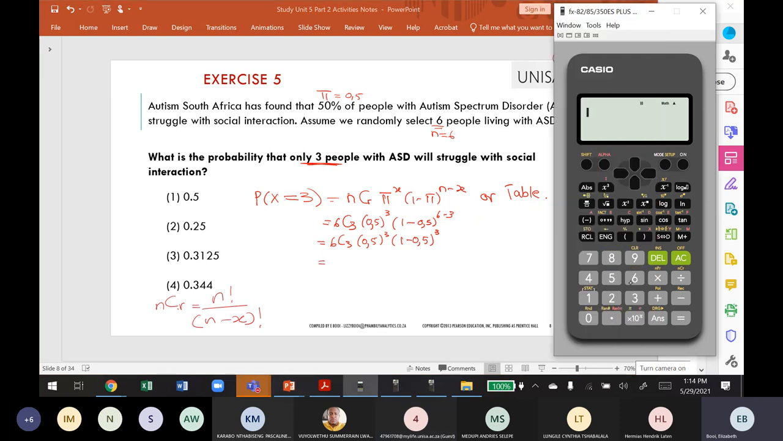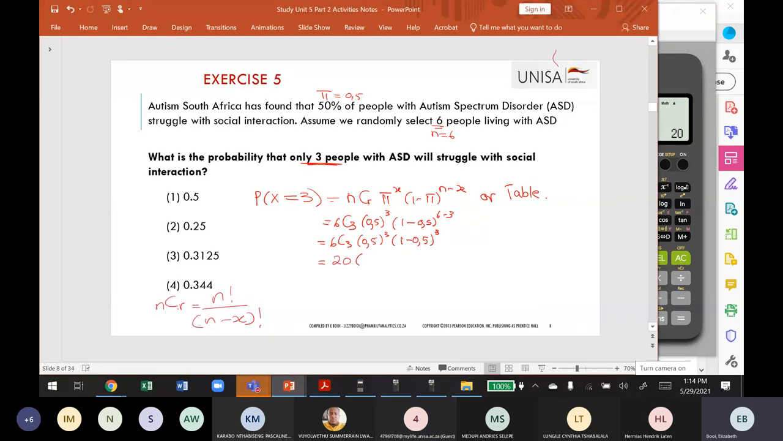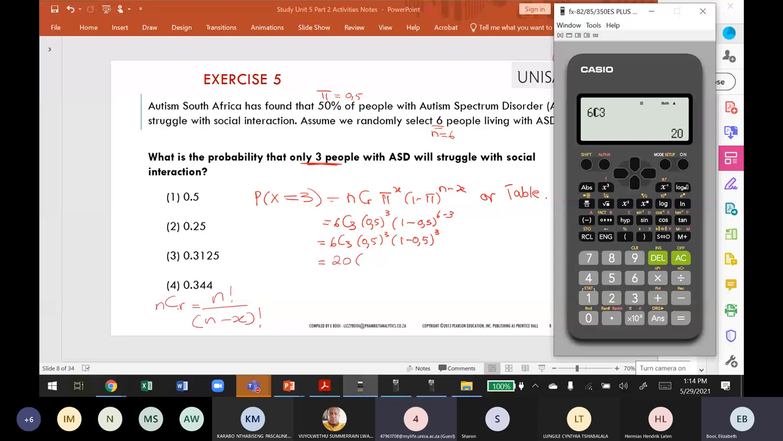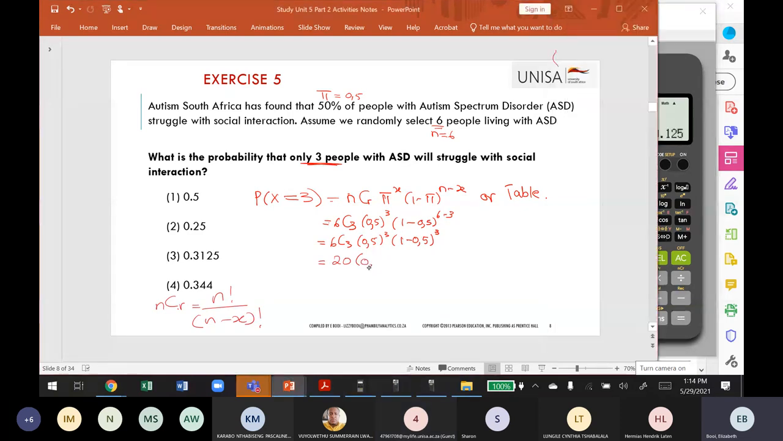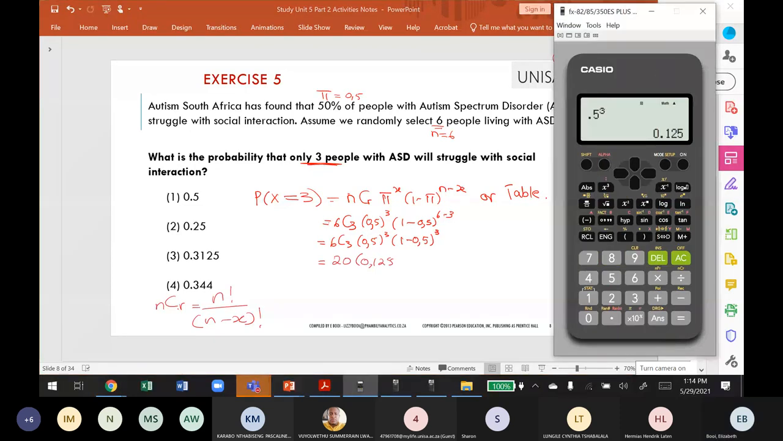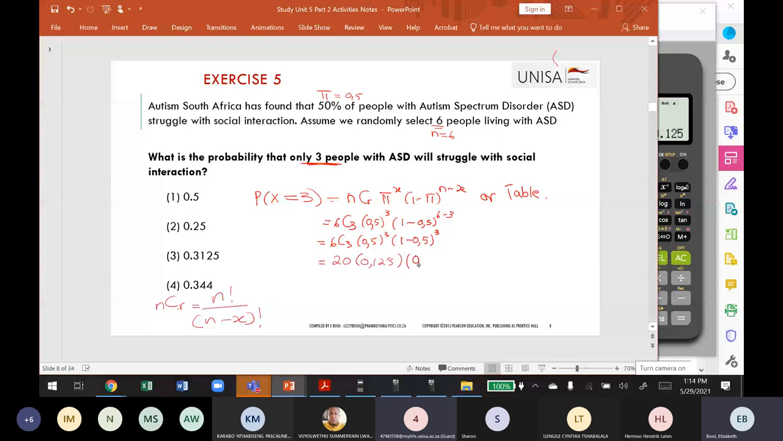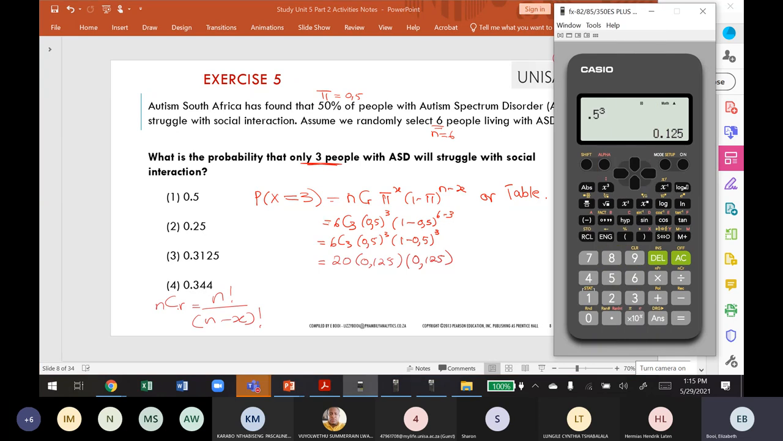So the combination, 6 shift combination 3, gives me 20, times 0.5 to the power of 3, equals 0.125. And it will be 0.125 again on this, because 1 minus 0.5 is 0.5, and 0.5 to the power of 3 will still give me the same answer as the previous one.